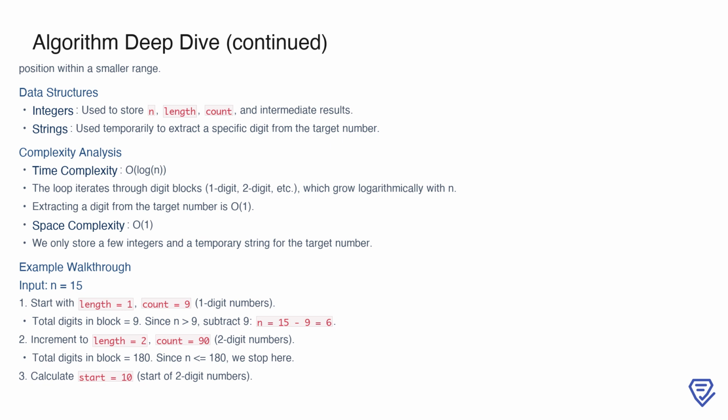The algorithm's efficiency stems from its ability to narrow the search space logarithmically, as the size of each block grows exponentially with the digit length. This makes the solution both time and space efficient, with a time complexity of O(log n) and a constant space complexity. By utilizing integers and strings only for intermediate calculations, the algorithm handles even large values of n seamlessly.